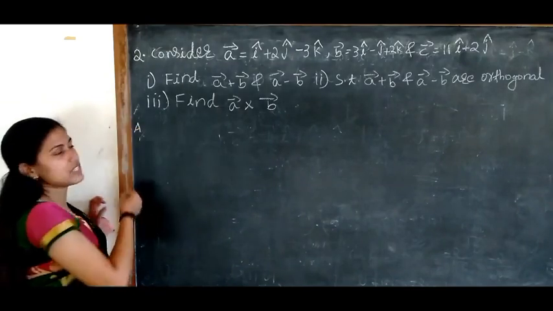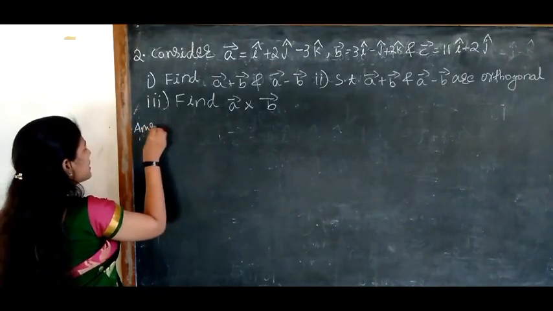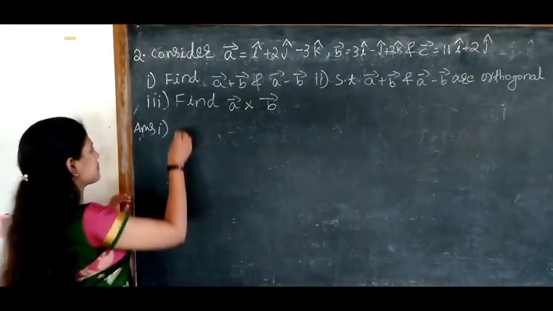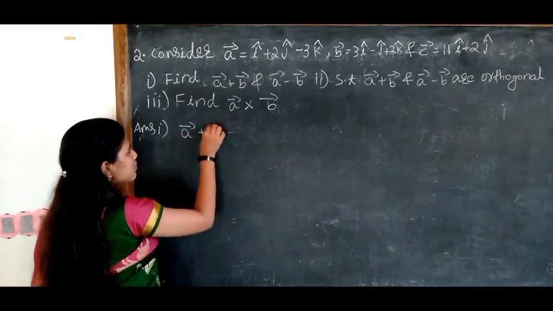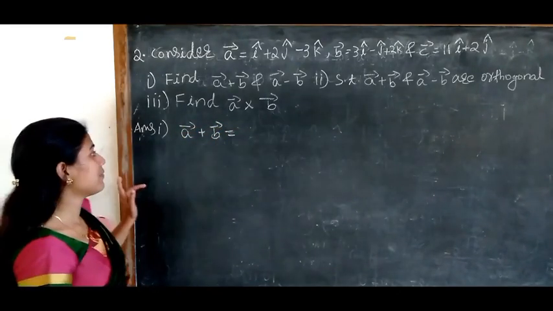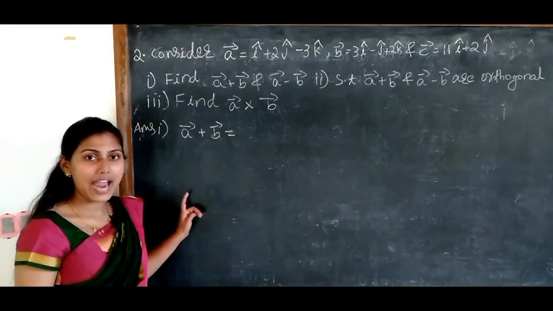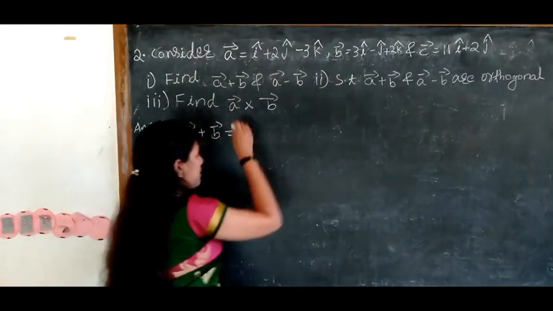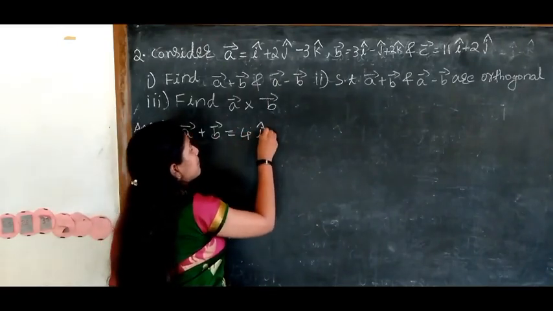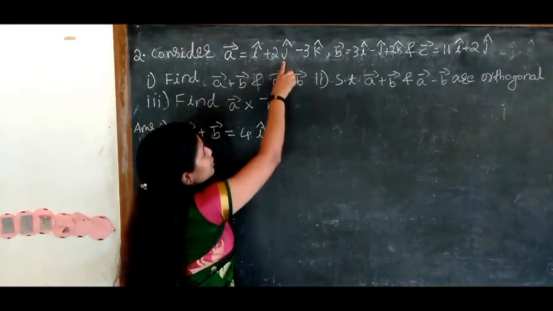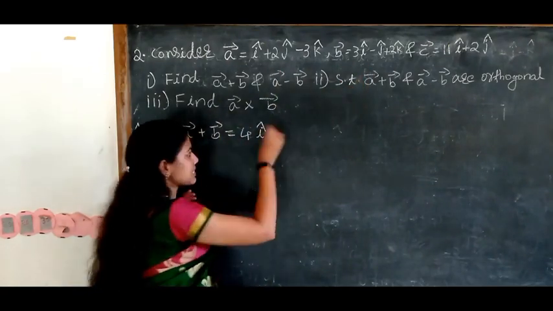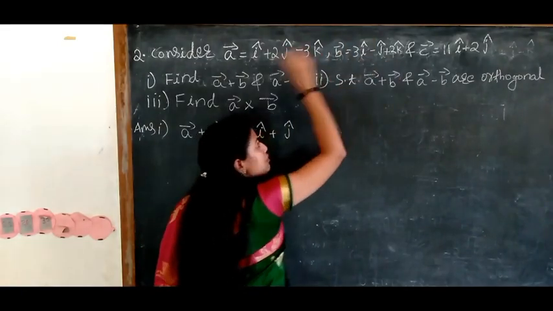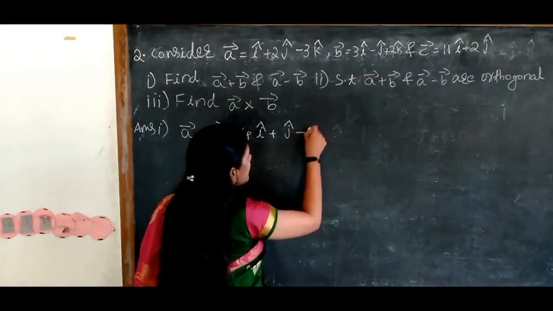First we do the first sub-question, that is find vector A plus vector B and vector A minus vector B. Vector A plus vector B is equal to, in vector addition we add the same terms, that is i cap plus 3i cap, that is 4i cap, plus 2j cap minus j cap, that is j cap, minus 3k cap plus 2k cap, that is minus k cap.